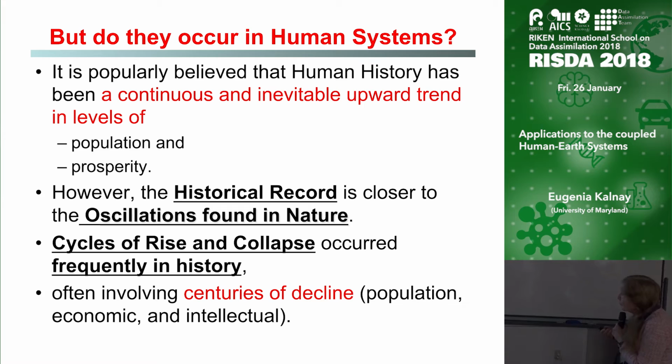But for the human system, we usually believe, because that's what we have experienced ourselves, that human history has been a continuous and inevitable upward trend in levels of population and prosperity. And I felt it myself as I grew up and as I came to the US from Argentina. I saw that the average of prosperity was growing, but the historical record is like oscillations, cycles of rise and collapse occur frequently, and we are not aware of that, often involving centuries of decline, and decline of the population, economic and intellectual. For example, we would lose the ability to read and write.